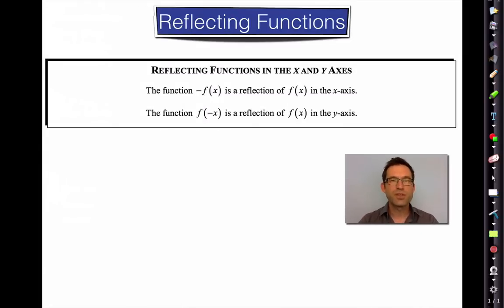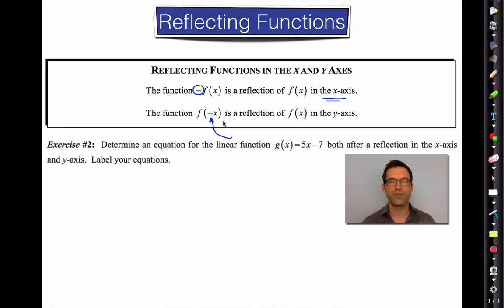Reflecting functions. So this is what we just looked at. When we have a function f of x and we negate it, it reflects it in the x-axis. So when we multiply the overall function, which is the y value, by negative 1, it reflects it in the x-axis. On the other hand, when we negate the x value before we do anything else, then it reflects it in the y-axis. And we're going to get a little bit of a feeling for this with a very simple linear example right now.